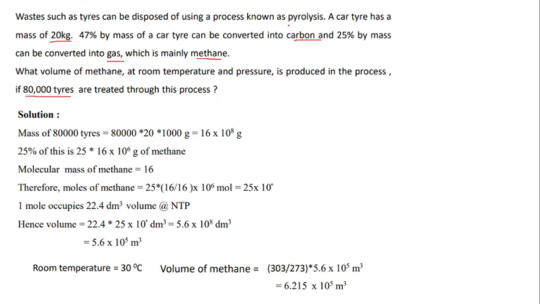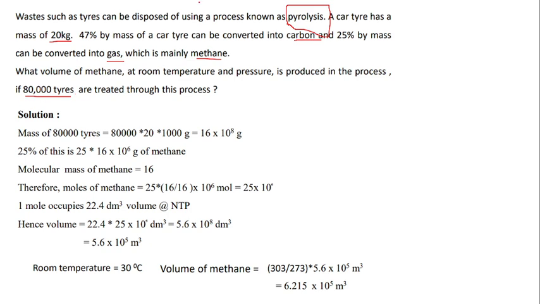Like we are using the pyrolysis process for the valorization of tires, and the mass of the tire is 20 kg. Out of this 20 kg, 47 percent of 20 kg is converted into carbon, and 25 percent of 20 kg is converted into gas, mainly methane. They are asking if we are using 80,000 tires during the pyrolysis process, how much amount of methane is produced at room temperature and pressure during the pyrolysis process. Okay, this is the question.